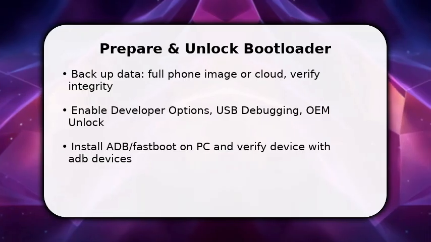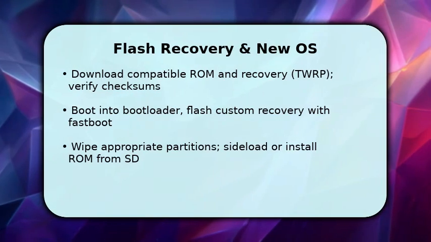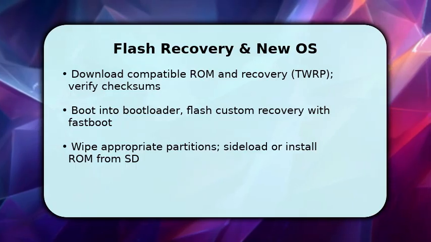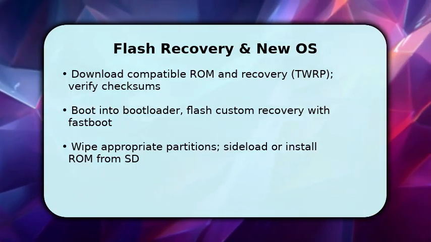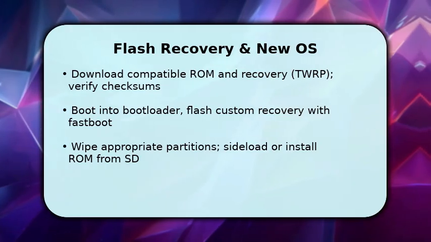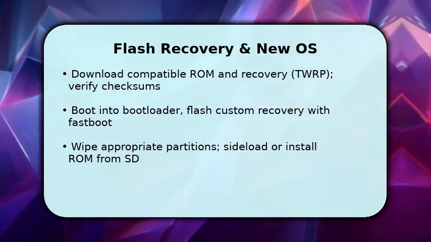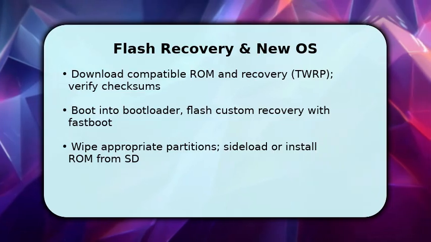First, get a certified ROM and matching custom recovery like TWRP, and check SHA-256 checksums to avoid corrupt files. Boot the phone into bootloader and flash the recovery image using fastboot flash recovery file name.